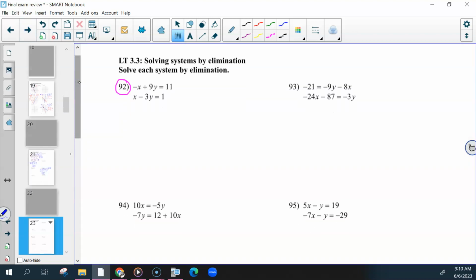Now we're doing systems by elimination, which is somewhat different than what we were just doing, because in order to eliminate, the coefficients, the numbers in front of the variable, have to be the same. So of these ones, which ones do we want to go over?